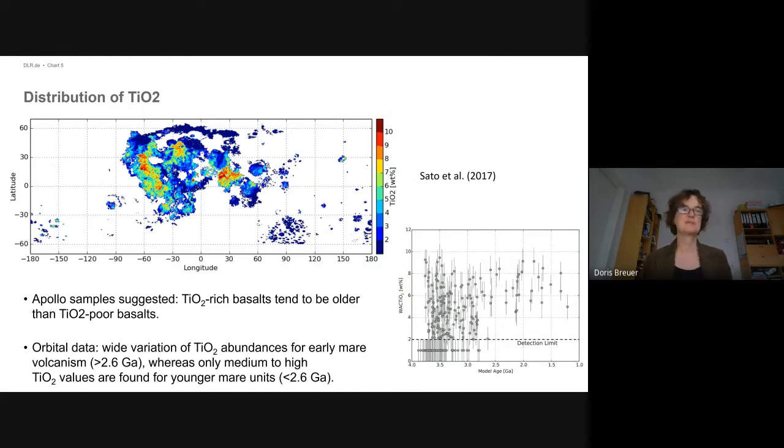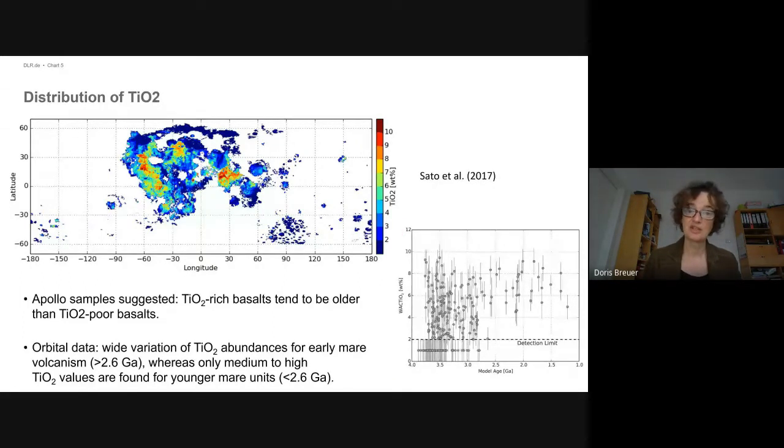On this slide, we see the distribution of titanium oxide, which gives us constraints about the composition of the basalts. What's interesting is that from the Apollo samples, it was originally suggested that the titanium-rich basalts tend to be older than the titanium-poor basalts. But now with new orbital data, the situation is different. We have a wide variation of the abundance as a function of time. What you see here is time, and that is the amount of titanium oxide.